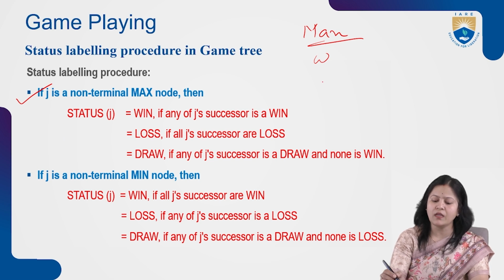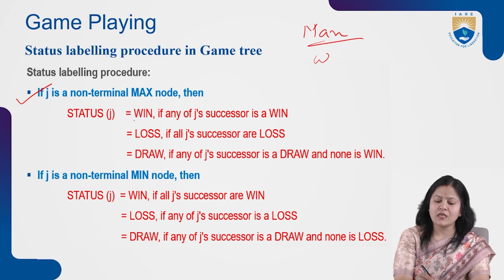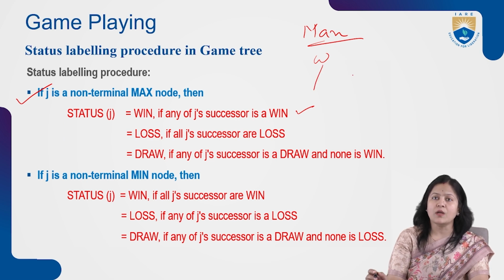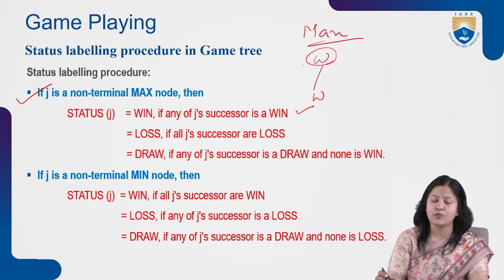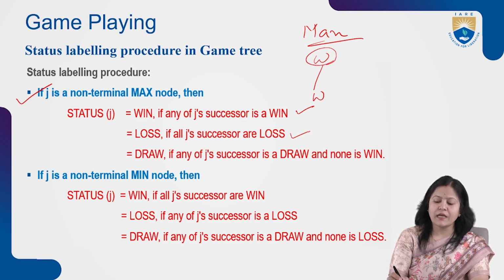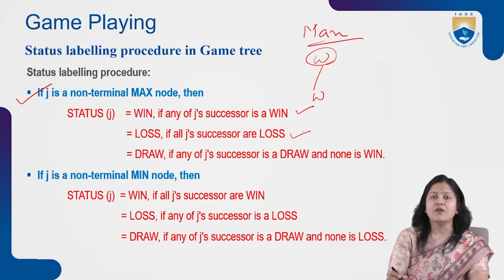It can be win if any of the J successors is win. That means if suppose there are more children, and any one of the children is win, then definitely the max non-leaf node can be denoted as W. Now the second case is, it can be denoted as loss if all the successors are lost.